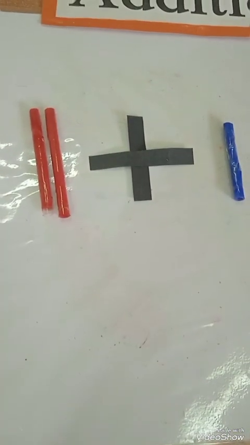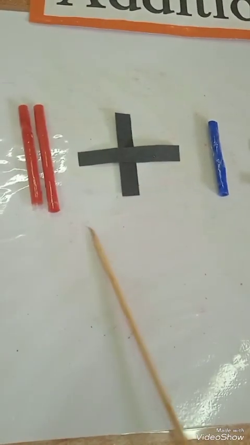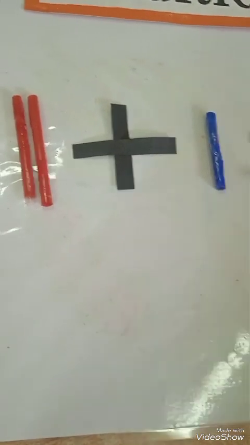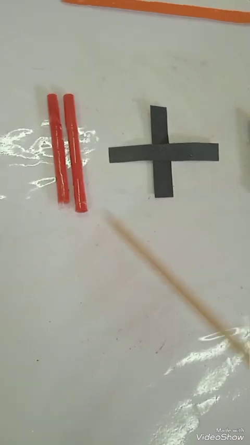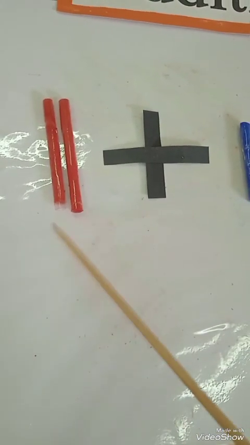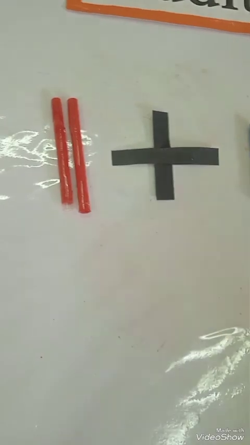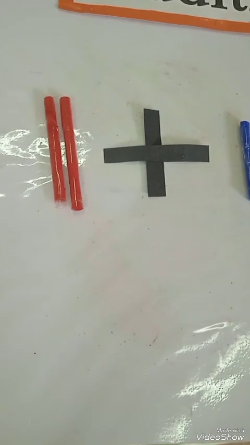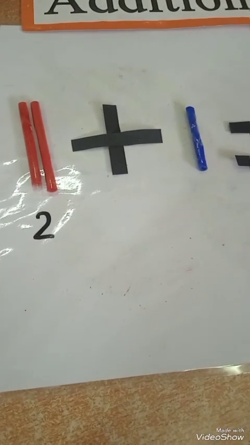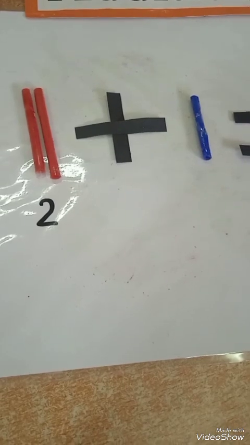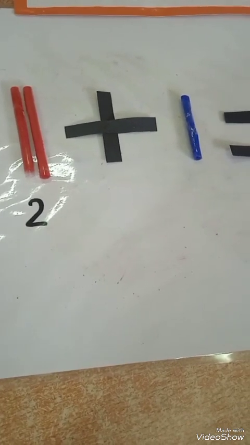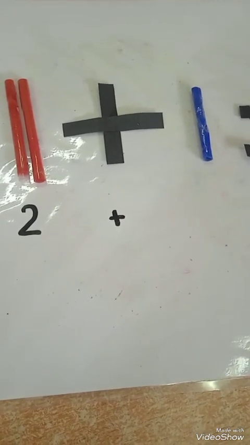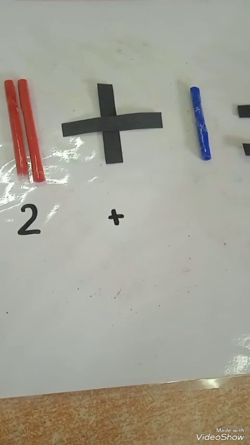We will count all the objects. Okay kids, now we are going to add them, and now we will write the numbers after counting them. Okay. First of all we are going to count this side. How many red straws are there? Count with me. 1, 2. So which number we are going to write? So I have written number 2 under 2 red straws. Then we will write plus because we are going to add them and then we will write how many on the other side.